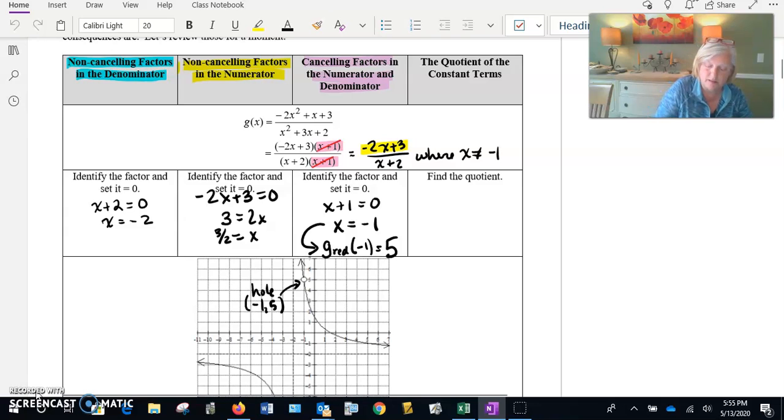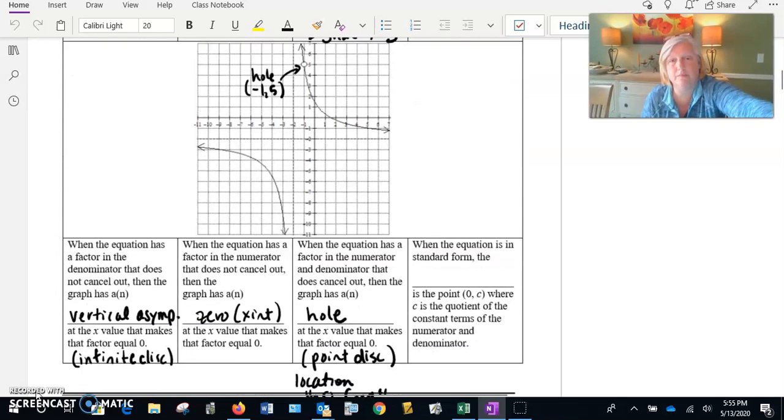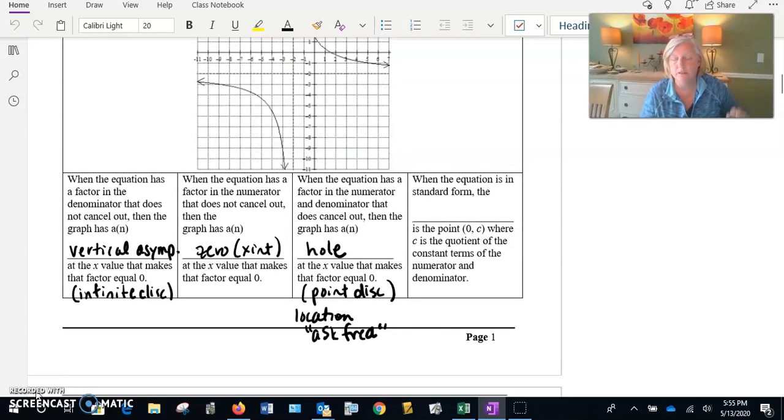So I'm just going to say location, ask Fred, and you guys will know what I'm talking about for that. Sorry, I keep forgetting I have to scroll down. So location, ask Fred. All right, and then our last thing in terms of our review that we're going to take a look at is that we're looking at the quotient of the constant terms.